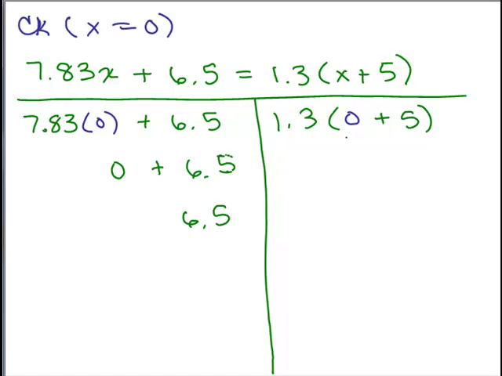On the right side, we do not do the distributive property. When you check your answers, you just use your rules for simplifying expressions, and you want to simplify inside parentheses first. So inside parentheses is 0 plus 5. And then I do 1.3 times 5. That's just 13 times 5, and then you move the decimal in 1. So it checks. So x equals 0 is the solution to the problem.